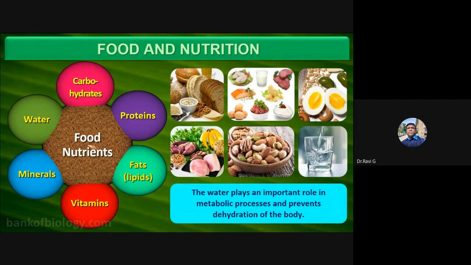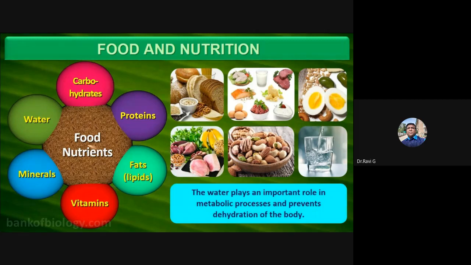I have already told you that 7 essential nutrients are required. Carbohydrates, nearly 60% of them, are required. Proteins are 15%, fats are 15%, and vital amino acids, different vitamins are required by our body. Then minerals, water, and fibers. All these are the essential nutrients that we require in each and every day's diet.